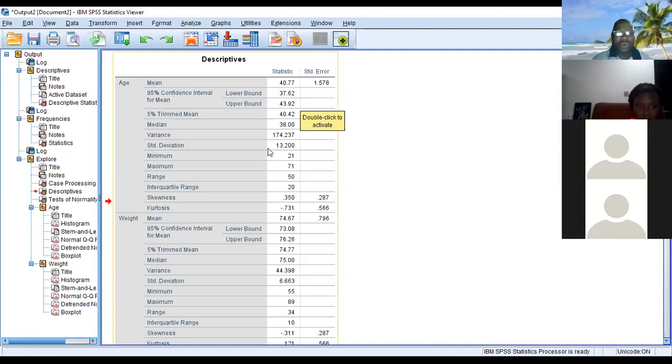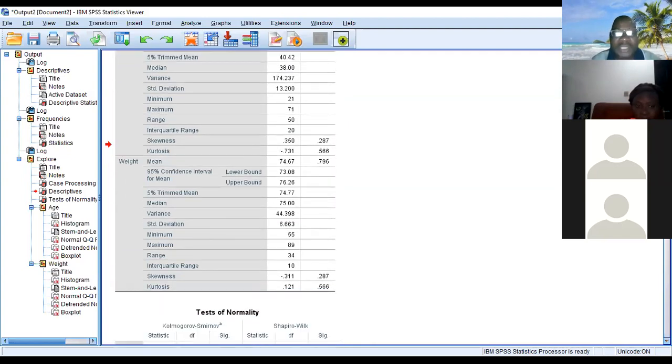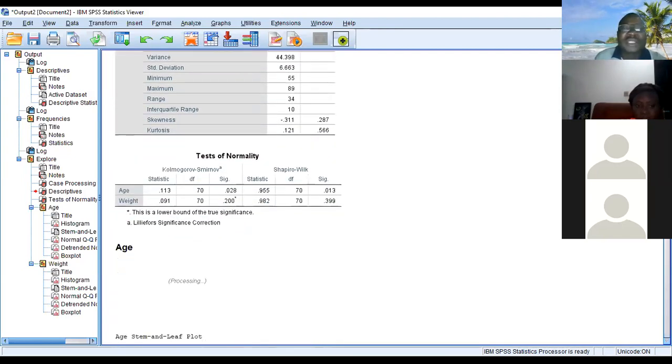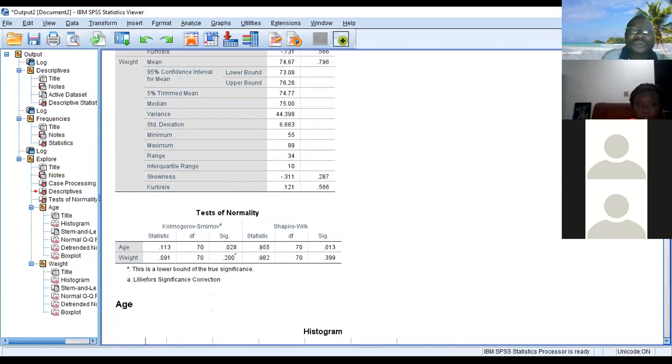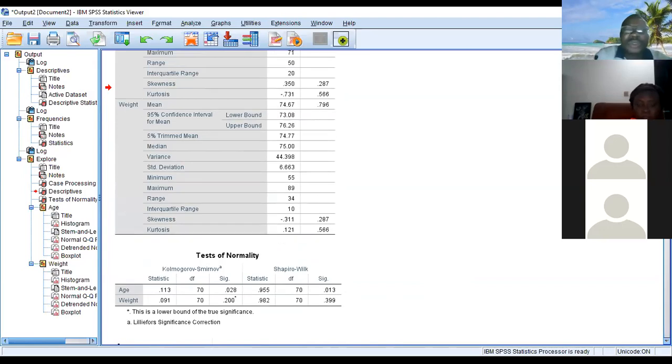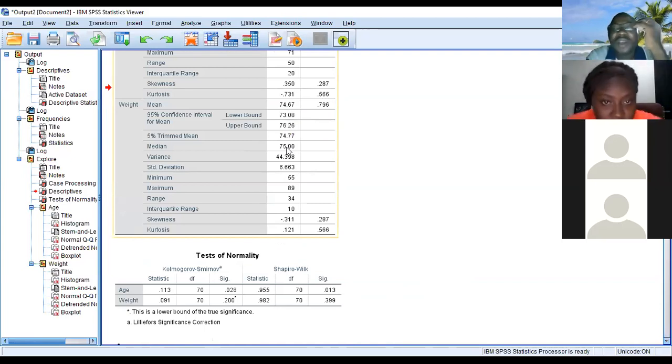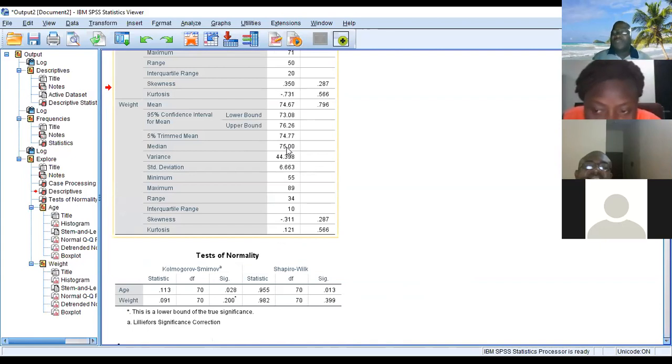Then I want us to scroll down. You see the weight also. Let's see the weight. Scroll. Okay, the mean weight is 74.67. The median is 75. What can you say about this? Means that there are no outliers. Oh, so what does it mean? Because the mean is different from the median also. Yes, it means there's a negative outlier.